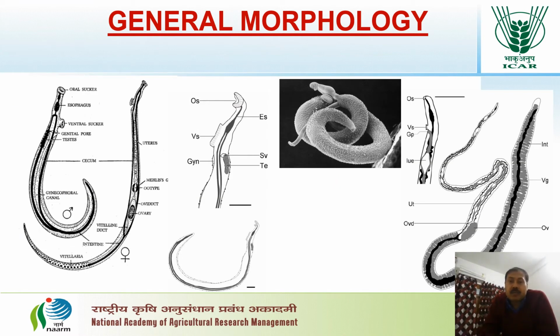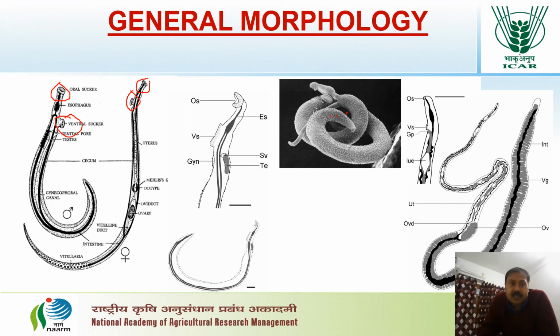Coming to the general morphological characters, apart from the sexual dimorphism, this is another electron micrograph which shows the spine-like structures on the body of the schistosome. Here you can see the small spines. The schistosomes have an oral sucker, as you can see here, and there is a ventral sucker. The same is true for the female as well: there is an oral sucker and a ventral sucker.